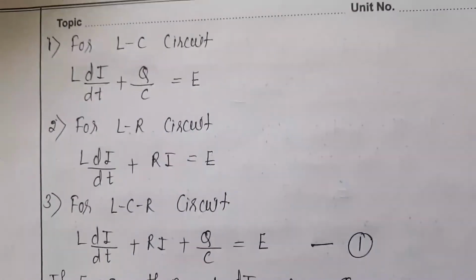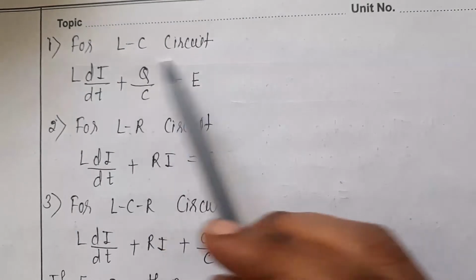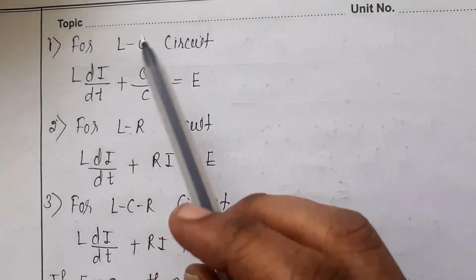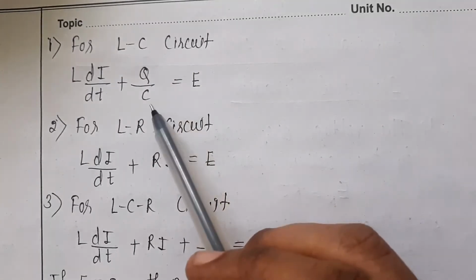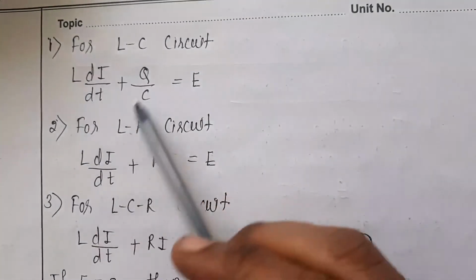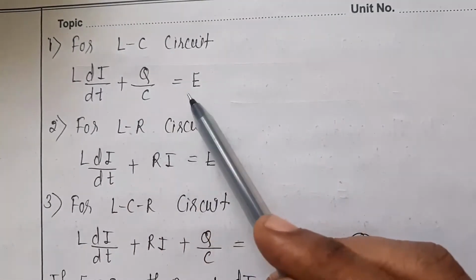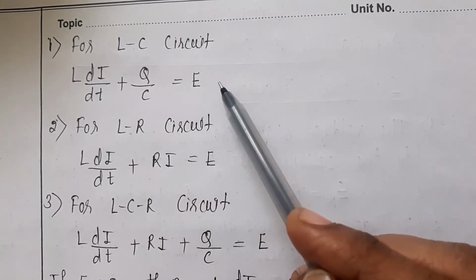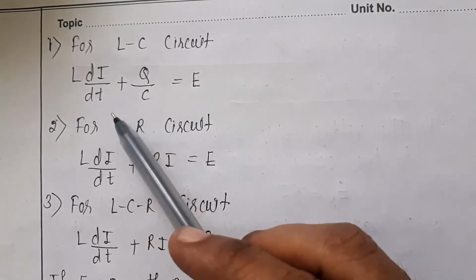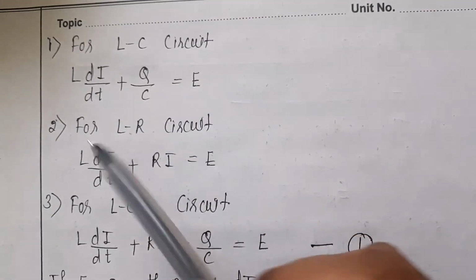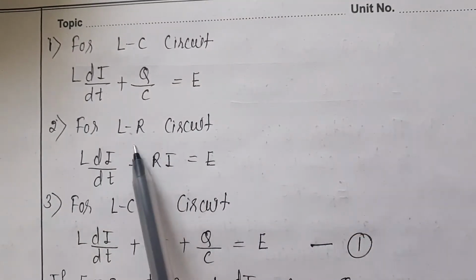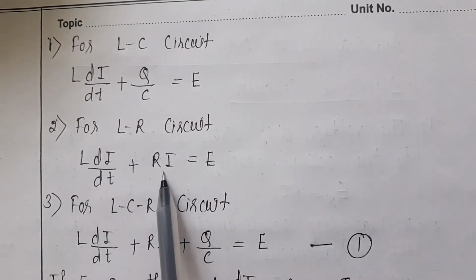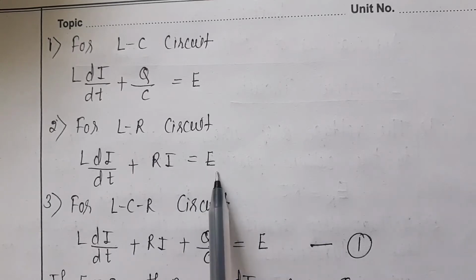So if we consider LC circuit, then voltage drop across L is L di by dt, and voltage drop across C is Q by C, and by using Kirchhoff's law, sum of voltage drops is equal to total applied EMF. If total applied EMF is equal to 0, then it is L di by dt plus Q by C is equal to 0. Then if the circuit is LR circuit, then voltage drop across inductance plus voltage drop across resistance is equal to total applied EMF.